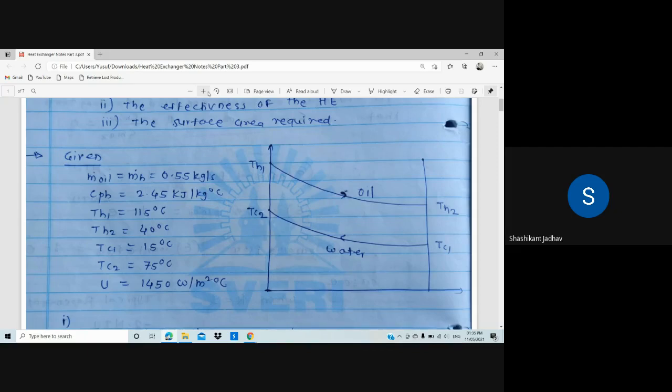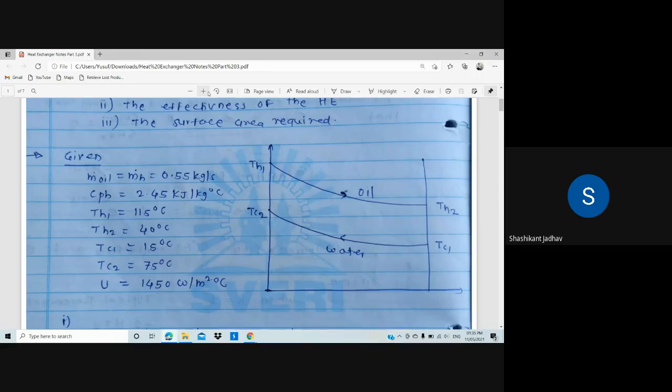Okay, overall heat transfer coefficient is denoted by capital U. So capital U is equal to 1450 watt per meter square degree Celsius. Okay, so using the NTU method, calculate the following. तर त्यांनी काय सांगितलेलं आहे, NTU मेथडचा यूज करा and we have to calculate the following things.